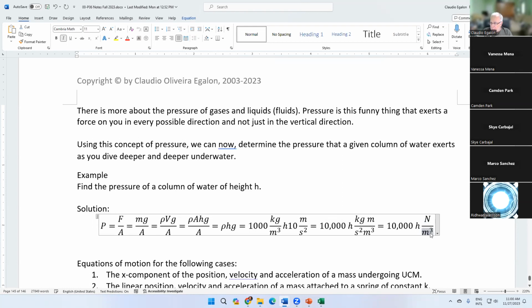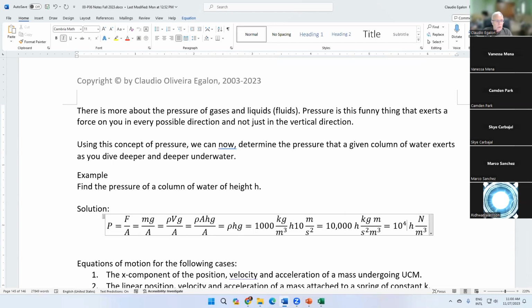Why do we get this cubic meter? Because this cubic meter cancels out with the meter implicit here in H. And we end up with a unit of newton per meter squared. Okay? Which, by the way, I can here write it down. 1, 2, 3, 4. I'm going to put in powers of 10 so you can save some space.